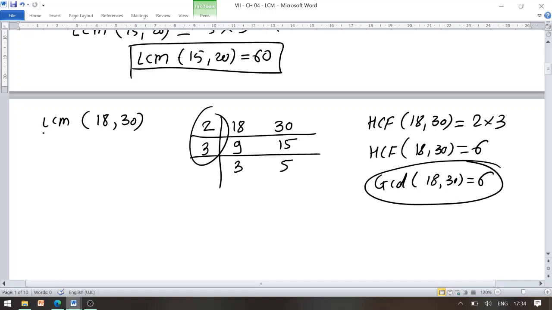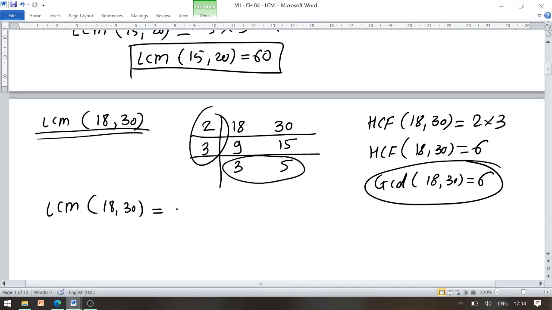But now here we have to evaluate the LCM. So how to evaluate the LCM of 18 and 30? That is the multiplication of all common divisors as well as whatever remainders we have. So we have now 2 into 3 into 3 into 5. Let us try to multiply them. 5 threes are 15, 15 threes are 45, 2 forty-fives are 90. So the LCM of 18 and 30 is 90.